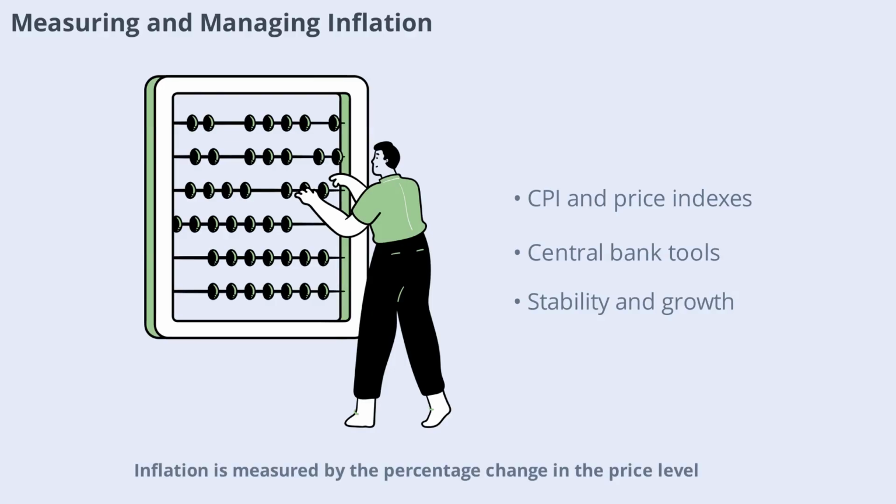Inflation is measured by the percentage change in the price level, often using consumer price indexes. Central banks manage inflation through interest rates and money supply controls. In extreme cases, governments may use wage and price controls or adopt currency reforms. The goal is to maintain price stability while supporting economic growth.